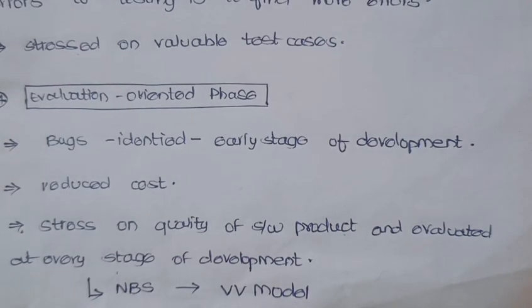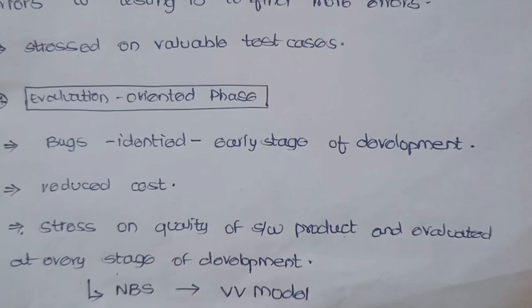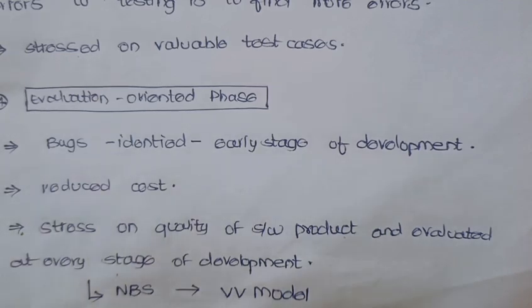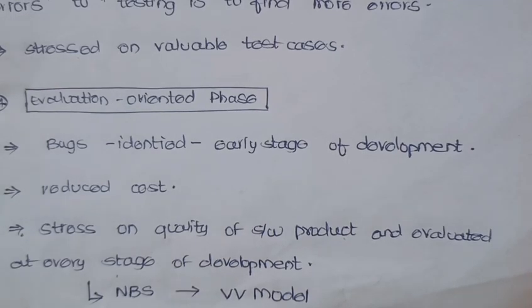As the 3 phases continued, the debugging oriented phase, demonstration oriented phase and destruction oriented phase, the definition of testing has changed. In the evaluation oriented phase, we focus more on the quality of the software product. Hence, the quality of the software product is evaluated at every step of the software product development, which is the SDLC process.